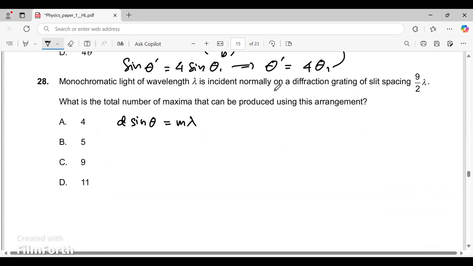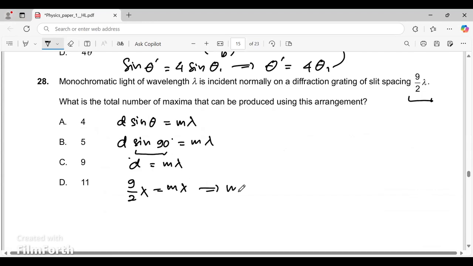Next, if we substitute this information, it becomes d sine 90 degrees equals m lambda. So this is 1, and d equals m times lambda. And according to this information, d equals 9/2 lambda, so we can determine m equals 9/2.